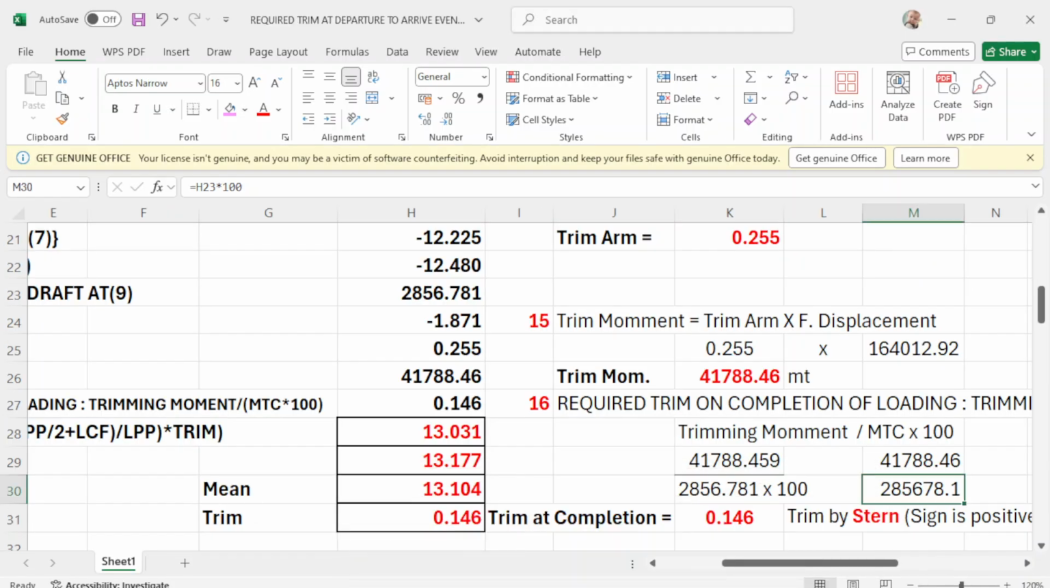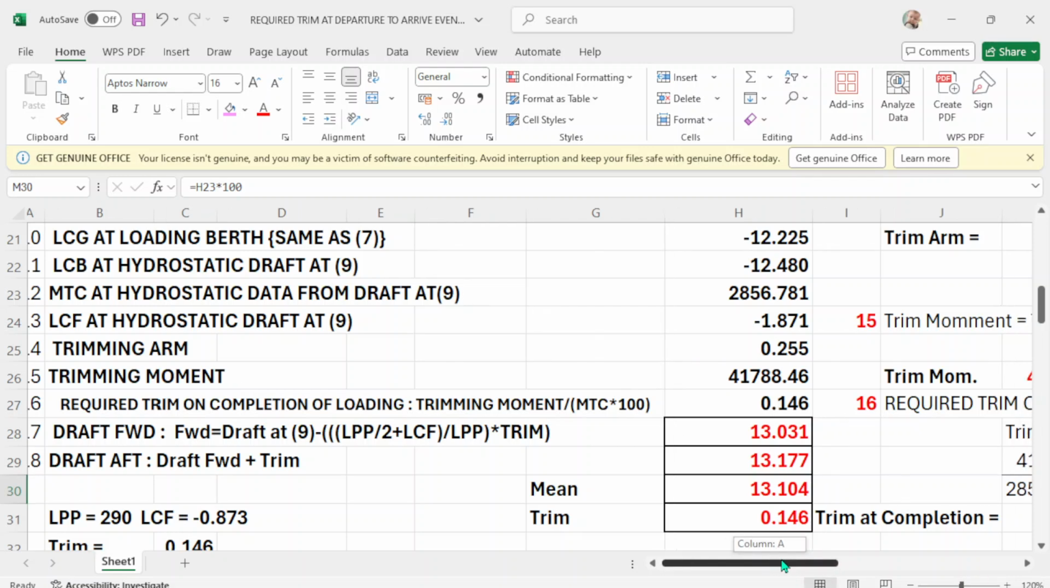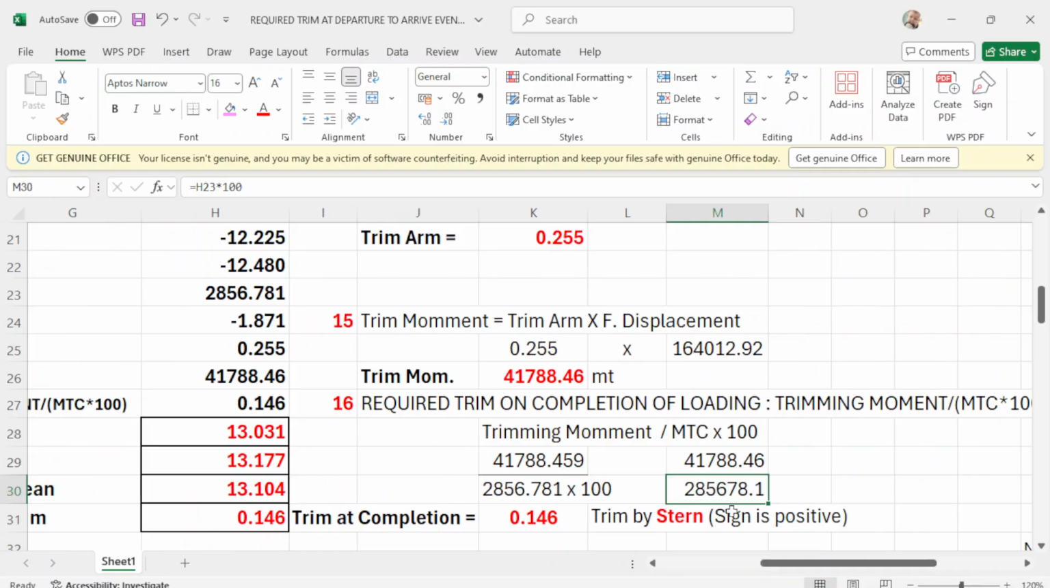Number 16 is your trim 146. Okay, so you have now your trim 146. You are not trimmed by the stern because it is positive.